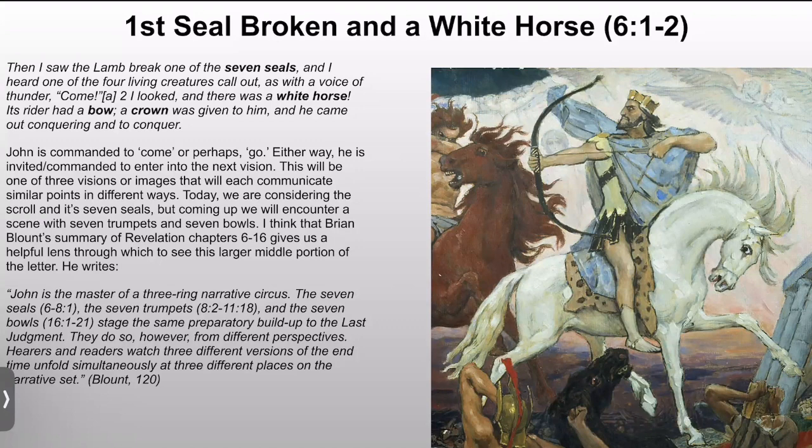John here is commanded to come or perhaps go. Either way, he is invited or commanded to enter into the next vision. And this will be one of three visions or images that will each communicate similar points in different ways. So today we're considering the scroll and its 7 seals, but coming up we will encounter a scene with 7 trumpets and 7 bowls.